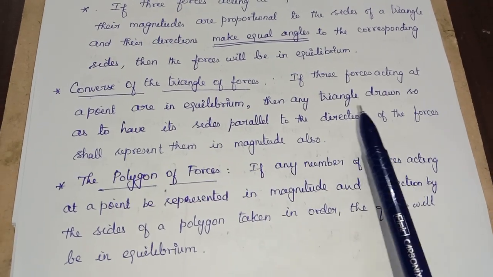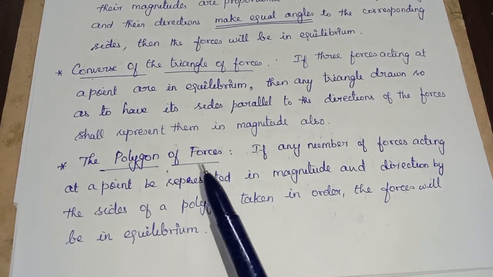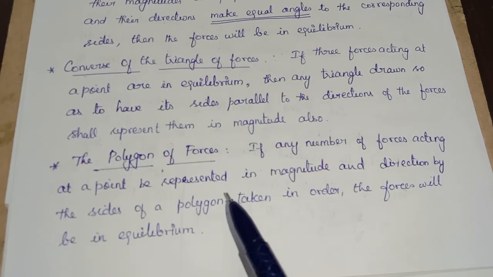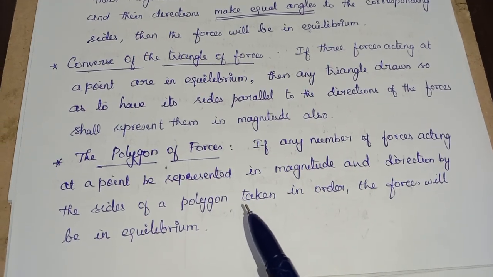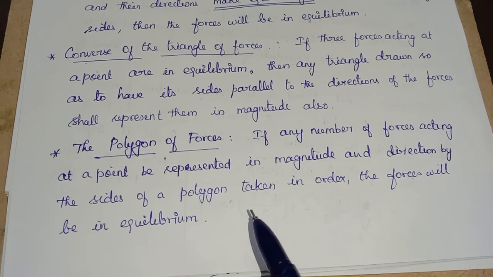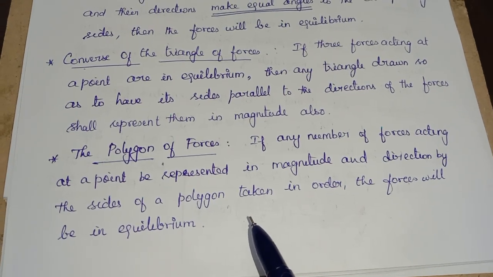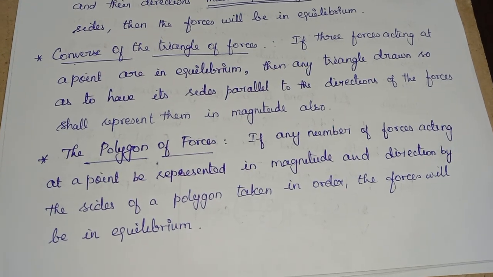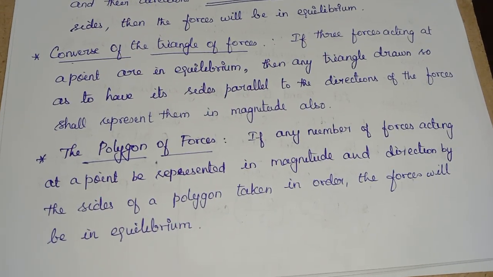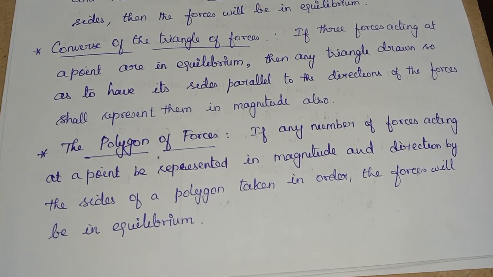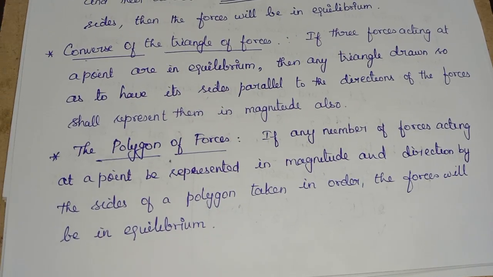This is true. Okay, next one is polygon of forces. Polygon of forces is nothing but an extension of triangle of forces. In triangle of forces, what do you say? If three forces acting at a point be represented in magnitude and direction by the sides of a triangle, then they will be in equilibrium. The same thing here: if any number of forces acting at a point be represented in magnitude and direction by the sides of a polygon taken in order, then also the forces will be in equilibrium.